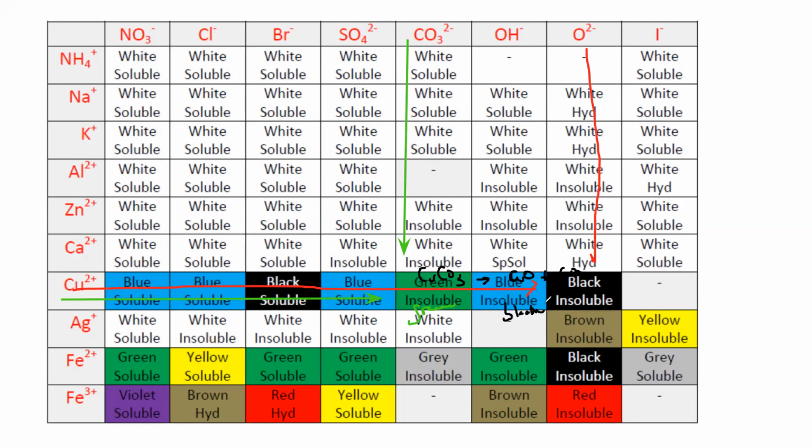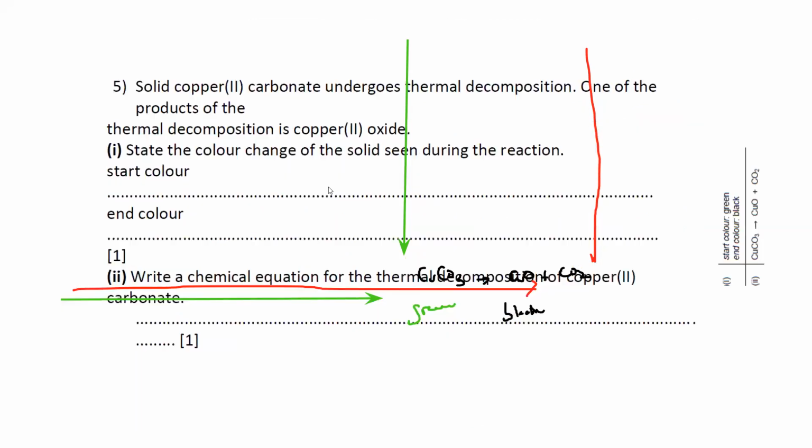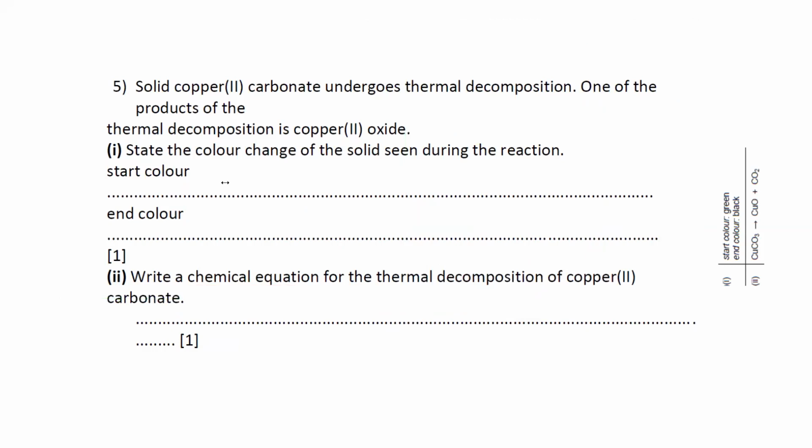So the question is, what is the color change we observe? The starting color will be green and the final color will be black. Then write a chemical equation for the thermal decomposition of copper carbonate. So when copper carbonate, from calcium till copper, decomposes, it will give copper oxide, a metal oxide, plus carbon dioxide. And this equation is already balanced, so we don't have to balance.